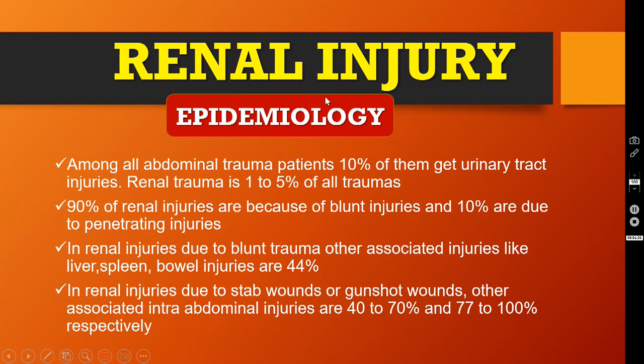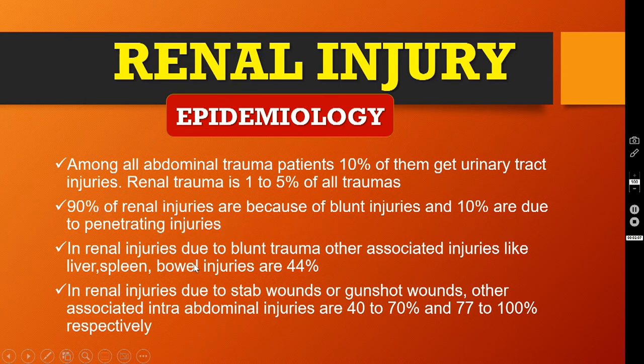So coming to the epidemiology, among all abdominal trauma patients, 10% of them will get urinary tract injuries. Renal trauma overall, among all traumas, constitutes 1 to 5%. 90% of the renal injuries are because of blunt injury, the mechanism. Another 10% are because of penetrating injuries.